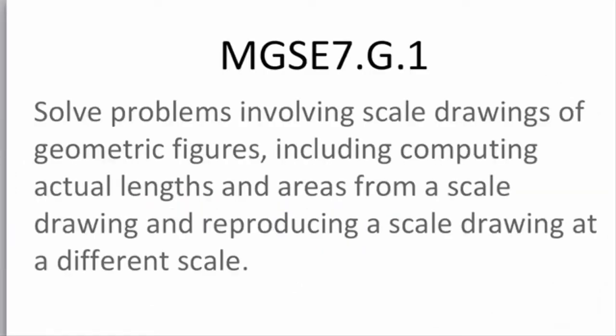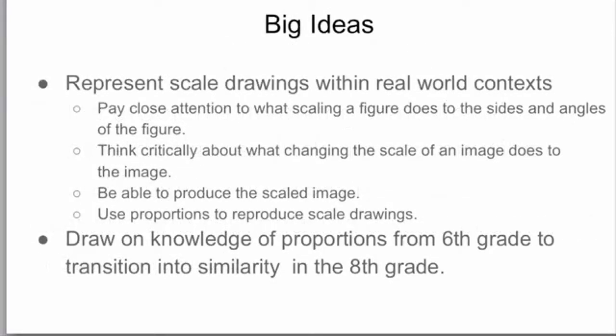7th grade Geometry Standard 1 involves computing actual lengths and areas from a scale drawing and creating a scale drawing. In this standard, students will use their knowledge of proportions from 6th grade to transition into similarity and dilations in 8th grade. Students in 7th grade will use proportions to create a scale drawing. As they do this, you want your students to think critically about what changing the scale of an image does to the image, and you want them to focus on the sides and angles of the image.